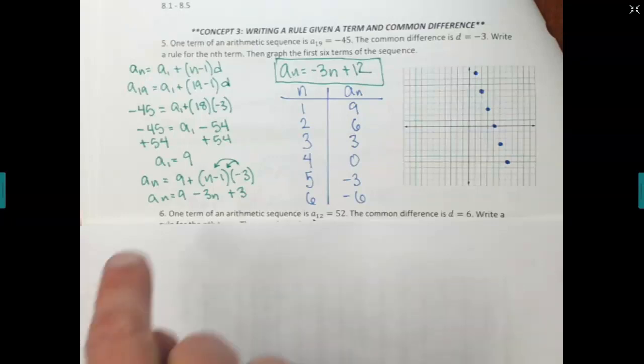And if I have my first term, a sub 1, and my common difference, then I can write the rule. Plug in a sub 1, put my common difference in that quantity: a sub n equals 9 plus the quantity n minus 1 times negative 3.